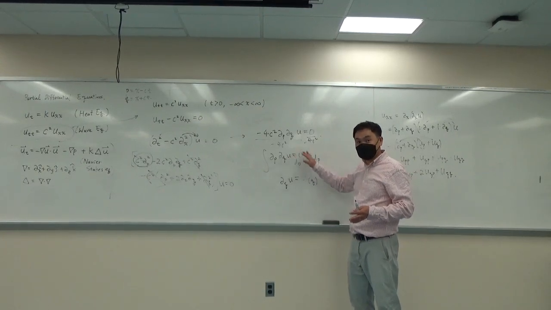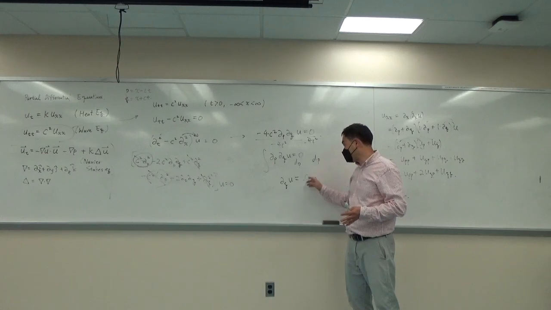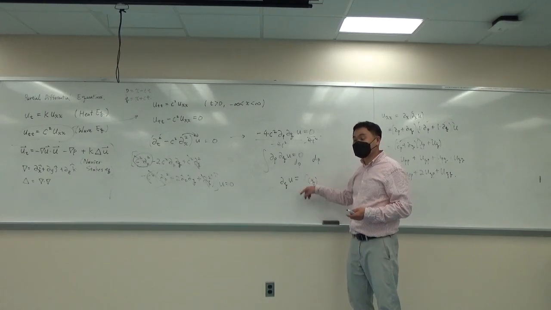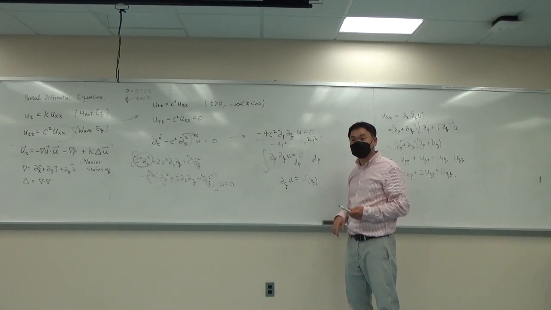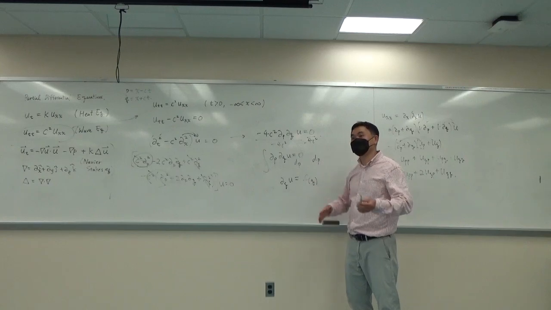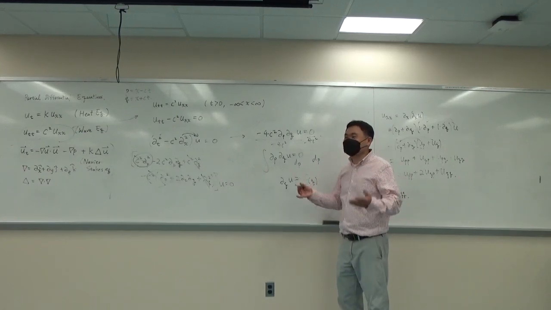So I integrate both sides by p, you get this, okay? Now what's the next step? What should I do if I want to do the next step? I integrate both sides by q. Yeah, it's the obvious answer.